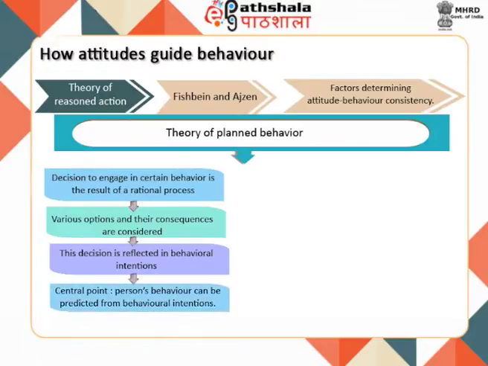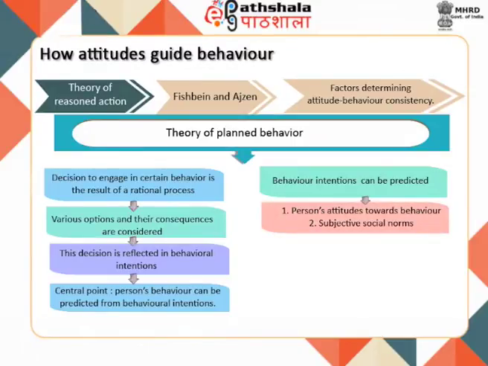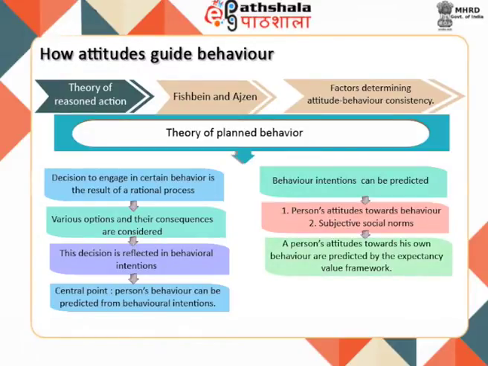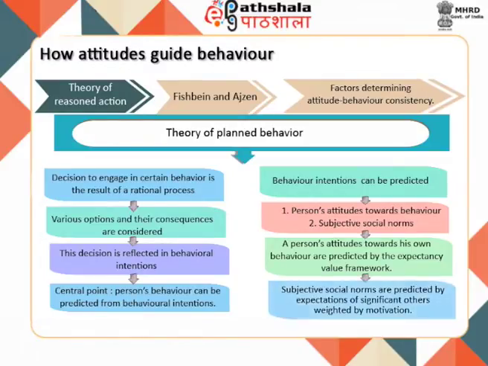The central point of the theory of reasoned action is that a person's behavior can be predicted from behavioral intentions. Behavioral intentions can be predicted from two main variables: a person's attitudes towards behavior and subjective social norms. A person's attitudes towards his own behavior are predicted by the expectancy value framework. The desirability of each possible outcome is weighted by the likelihood of that outcome. Subjective social norms are predicted by the expectations of significant others, weighted by motivation to conform to these expectations.